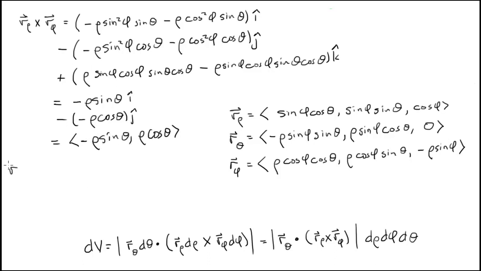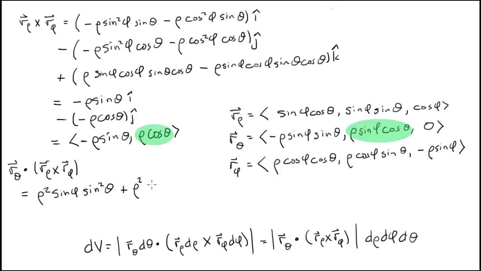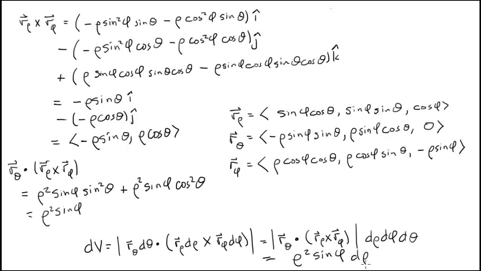Dot it with the theta tangent vector. Rho squared sine phi is common, factor it out, leaving behind a sine squared plus cosine squared, which is a 1. So we get our volume differential, rho squared sine phi, d rho, d phi, d theta.